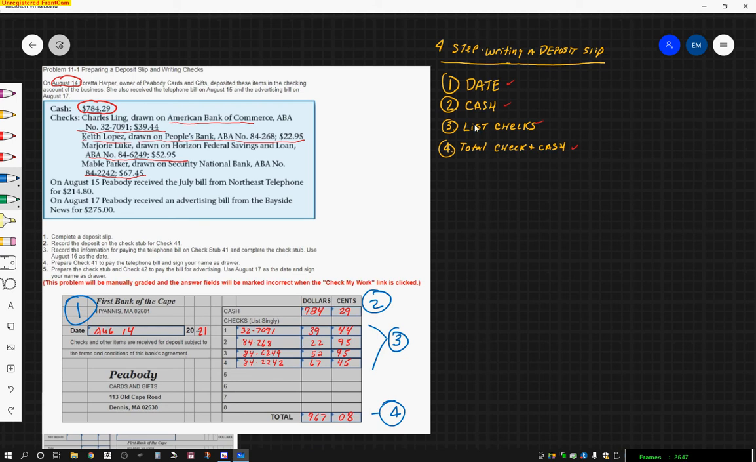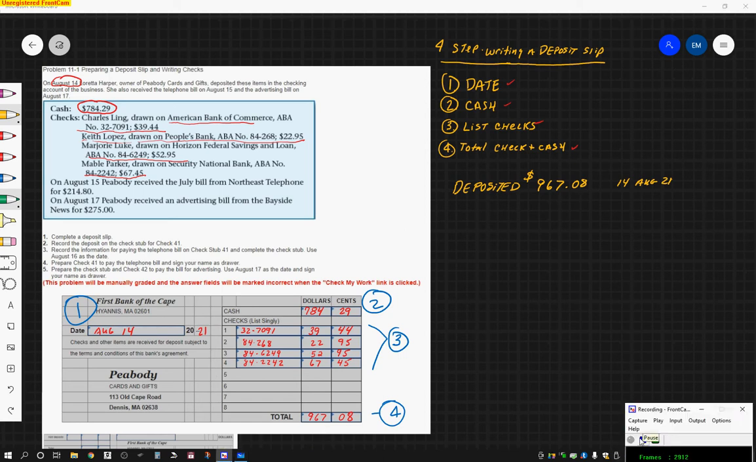So we're obviously going to have to be doing something with this deposit number. But let's write it down. We'll come over here and write deposited $967.08, and the date of that was 14 August. All right, now we'll take care of writing the checks next.